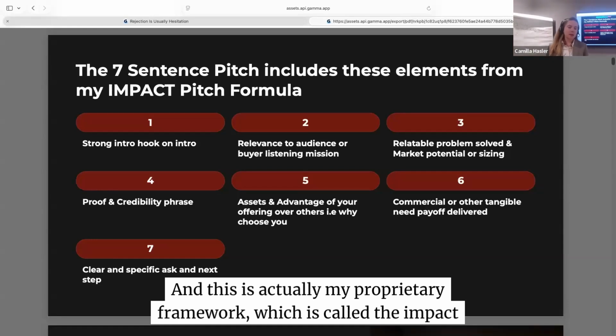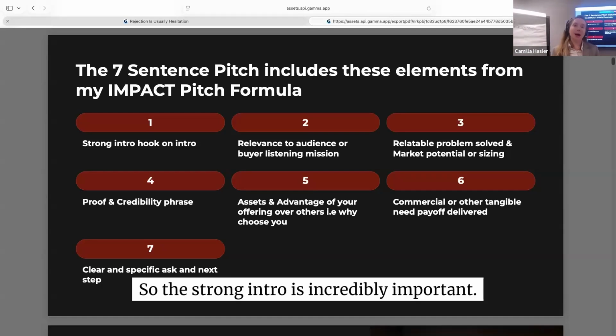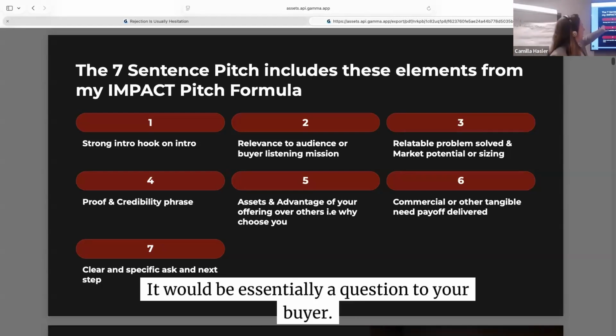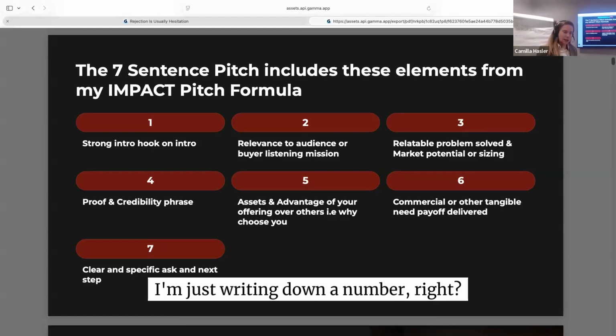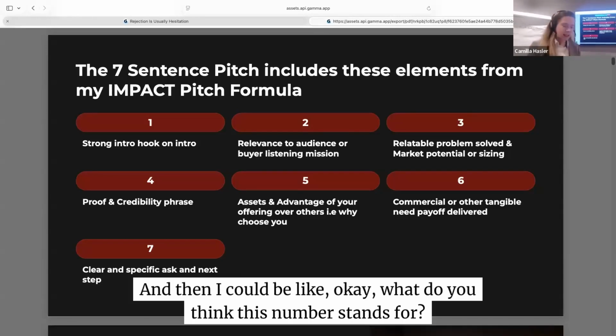And this is actually my proprietary framework, which is called the impact formula. So this is part of it. The strong intro is incredibly important. And what that could be would be a question to your audience, potentially a question to your buyer. You could, for example, take a whiteboard and do something like this. I'm just writing down a number. I've written 818. And then I could ask, what do you think this number stands for?